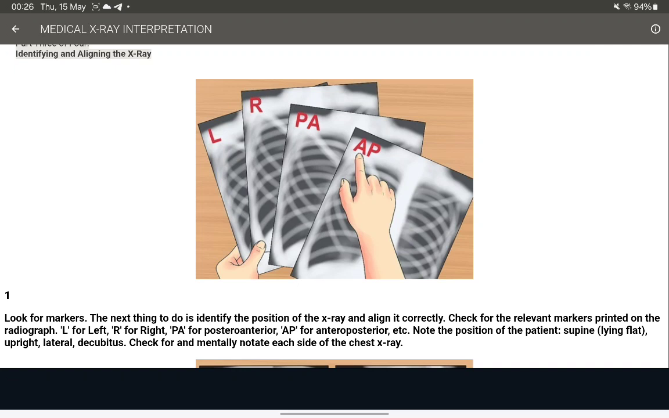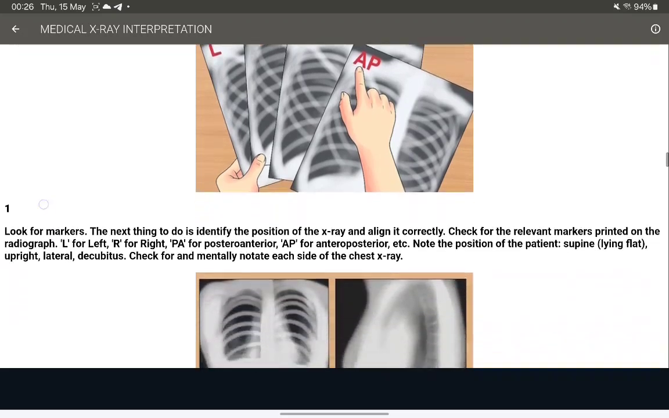Check for and mentally notate each side of the chest X-ray. This is so important because when you mix the right as left or the left as right, then you can falsely interpret an image.